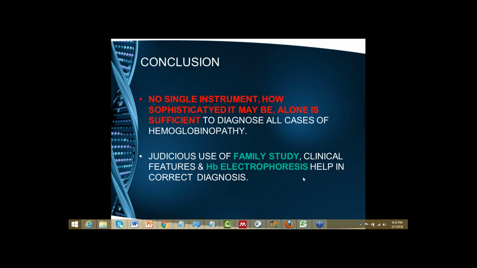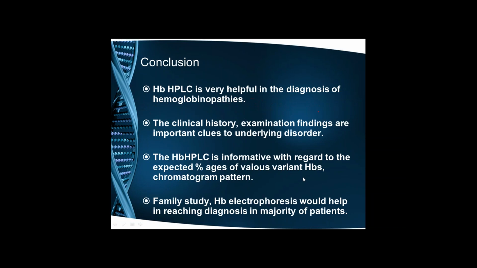So we should always question certain findings. In this case, as I had said earlier, we did a family study. The family study showed that one of the parents had sickle cell trait, the other was heterozygous for beta thalassemia, and the patient was sickle beta thalassemia.